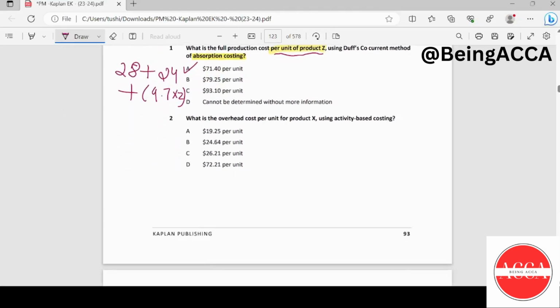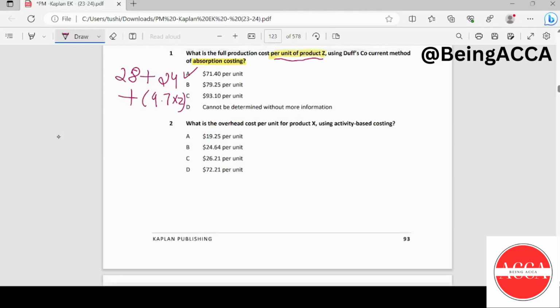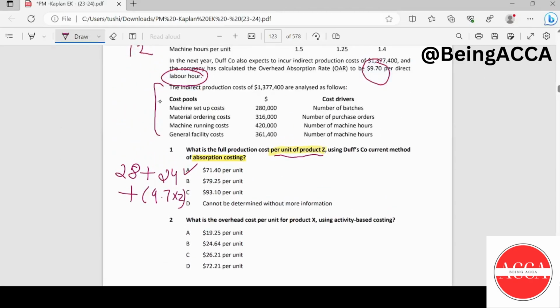Moving on to the second one. What is the overhead cost per unit for product X using activity-based costing? Now, first of all, we will have to take all these indirect production costs, and then we will have to separate them according to what the cost drivers are, because in activity-based costing, we have to allocate the costs on the basis of cost drivers, right?